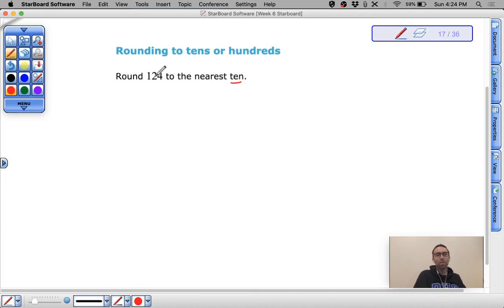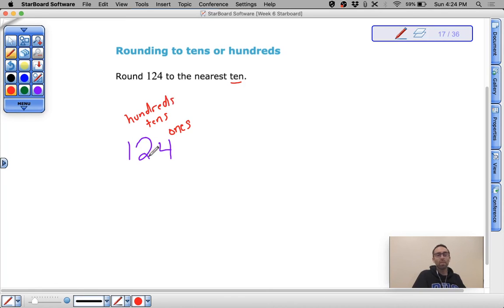Hopefully you pick that the 2 is in the tens place, because when we have numbers like this, the very first digit, let's see, I'll give you an example here, say, well, I will use 124. When I have 124, the very first number all the way on the right is going to be our ones place. The digit that is over to the left is going to be our tens place. And the number that's over here is going to be in our hundreds place.